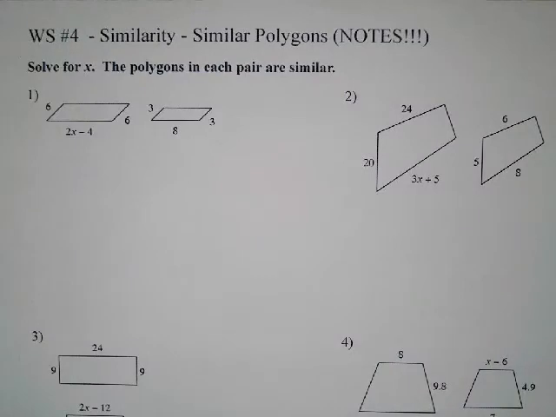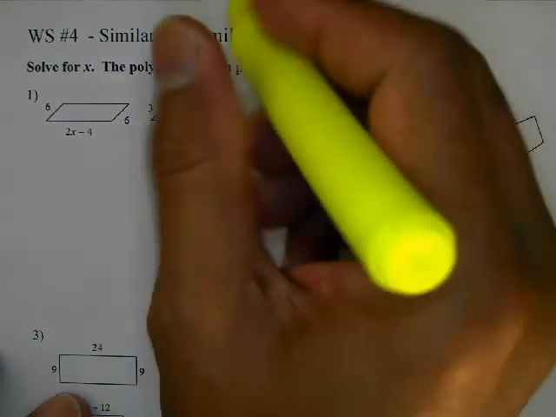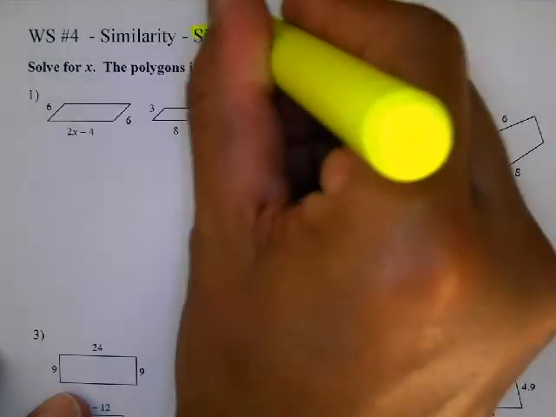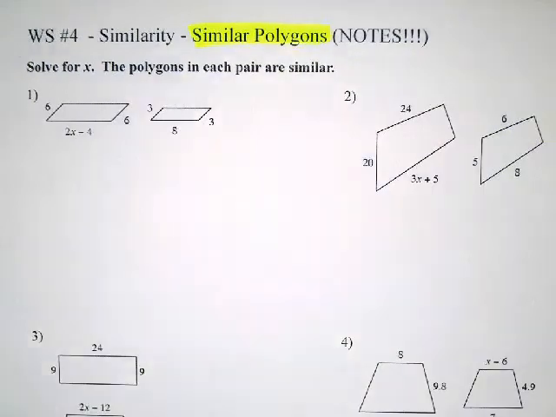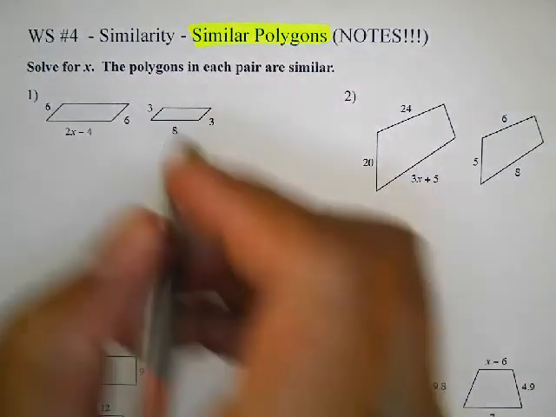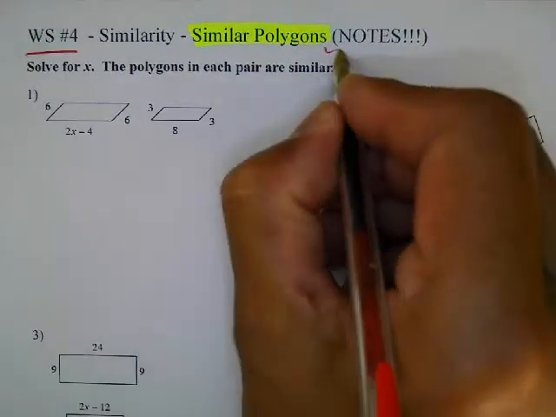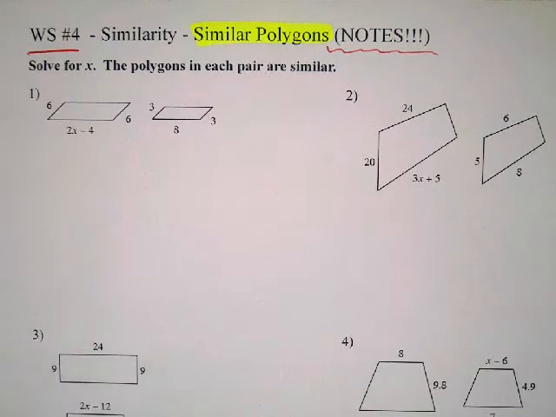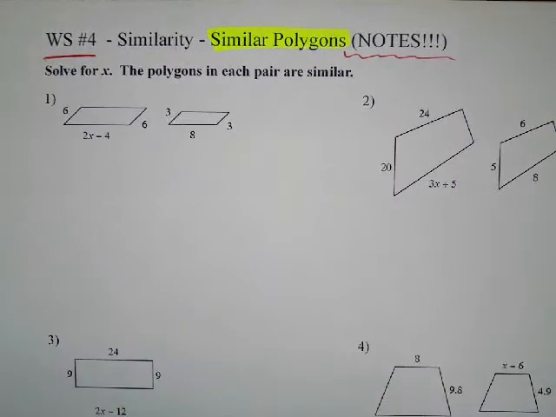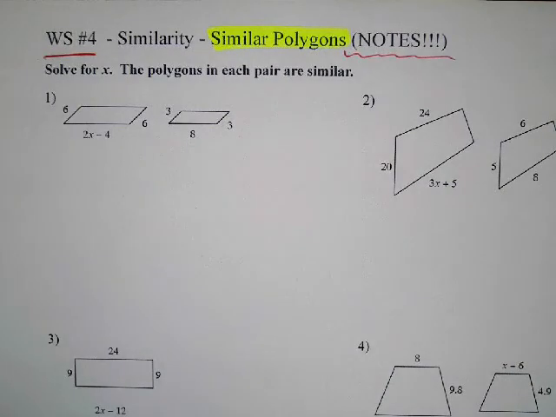Okay, here's the next lesson on similar polygons. This is worksheet 4, the notes. I provided this worksheet, hopefully you can print it out. And if you're not able to print it out, this is where you have to pause it.